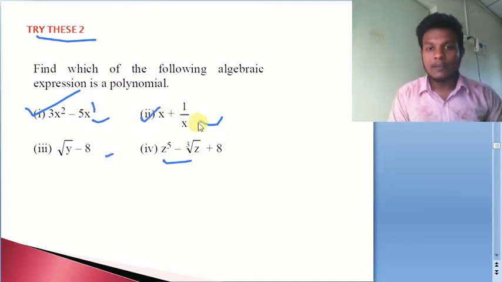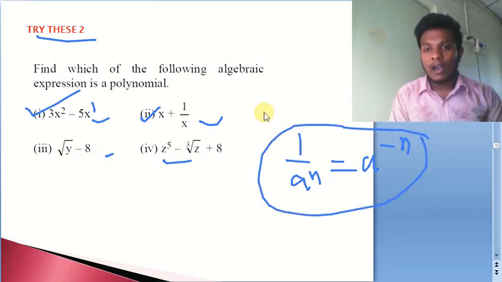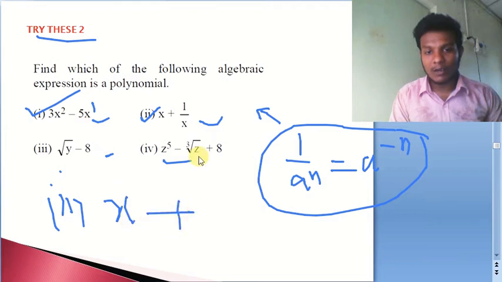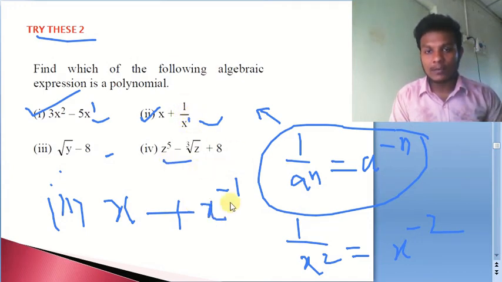So see the second one. We have already seen that 1 by a power n is nothing but a power minus n. I'm repeatedly saying, remember our exponential laws and try to apply those whenever it is possible. The second one is x plus 1 by x. How can you write 1 by x? As x power minus 1. If it is 1 by x square, it will be x power minus 2. That is how you write. Just compare it: here in place of a, x is there, in place of n, 1 is there. So we can write it as x power minus 1.